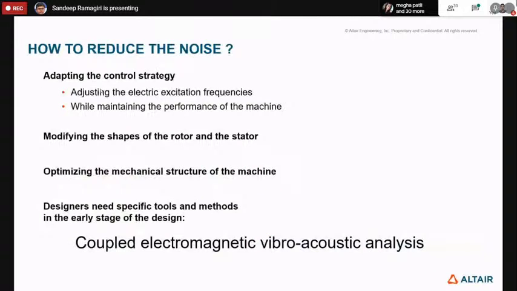So how can we reduce the noise? As I said, we can adjust the electrical excitation frequencies in the signal and try to shape the rotor or stator to reduce the cogging torque, because of which we can reduce the torque ripple. It's also good to optimize the mechanical structure of the machine to reduce the mechanical noise. If you do that, we can reduce the noise coming from the electrical rotating machines.